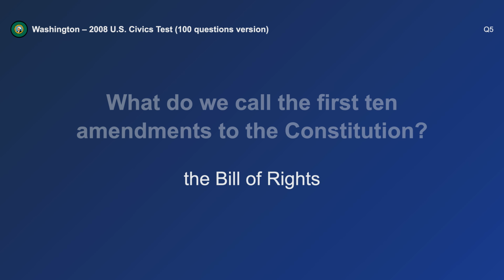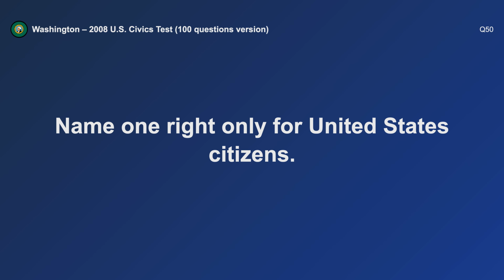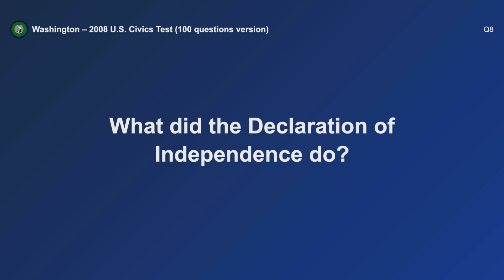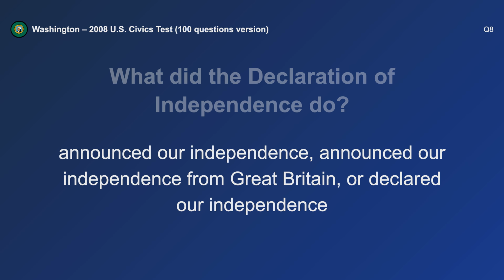What do we call the first 10 amendments to the Constitution? The Bill of Rights. Name one right only for United States citizens. Vote in a federal election. What did the Declaration of Independence do? Declared our independence from Great Britain.